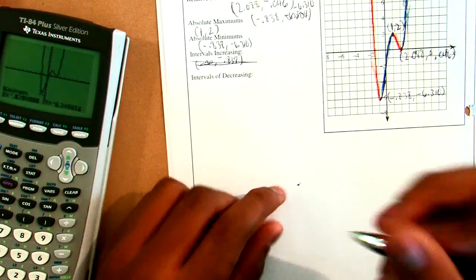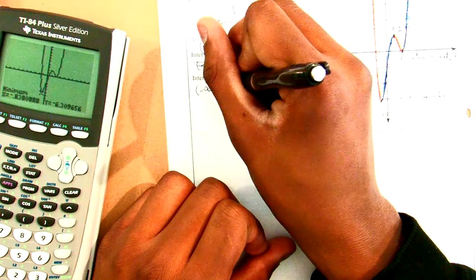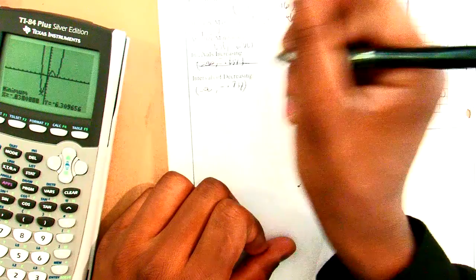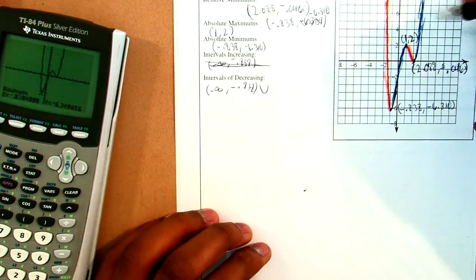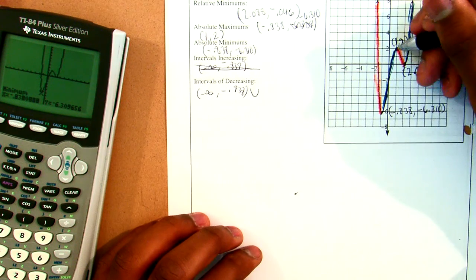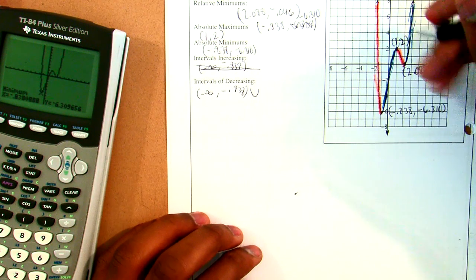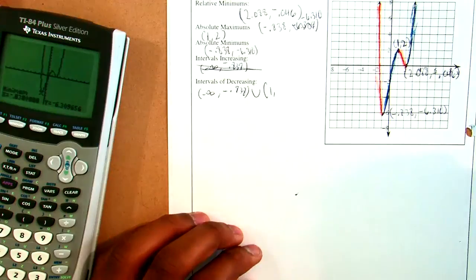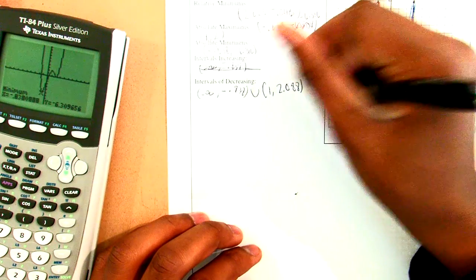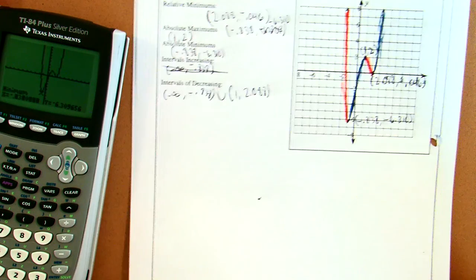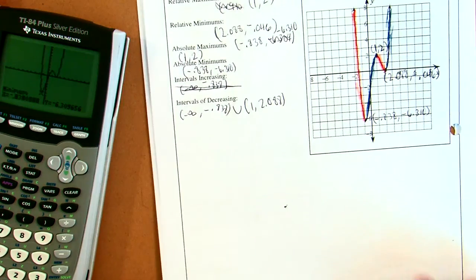So let me rephrase that. For the decreasing, it's going from negative infinity, comma, negative 0.838. And then we're going to separate it by a union. And for the next decreasing one, this little small line right here is going from 1, comma, 2.088. And that is all the lines that are decreasing as seen on the graph. So there are 2 red lines in 2 intervals, right? Yes.